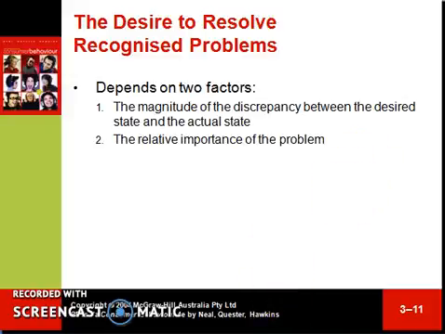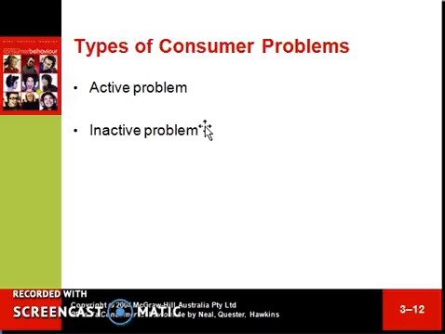Desire to resolve the recognized problem. If the discrepancy is large and the problem is not important to the consumer, they may not move to the next stage, information search. This depends on two factors: the magnitude of the discrepancy between the desired state and the actual state, and the relative importance of the problem. Types of consumer problems: active problems and inactive problems.